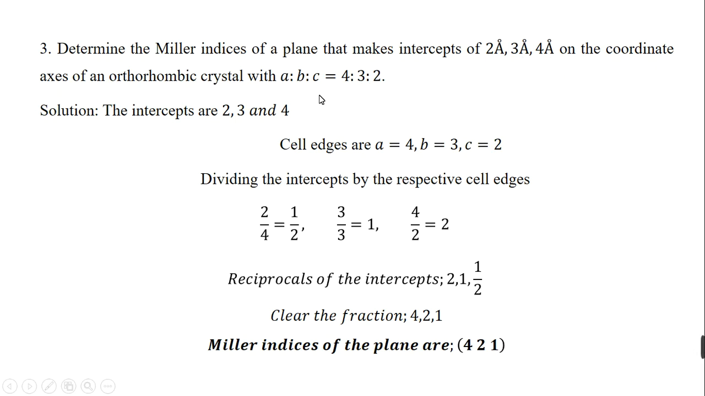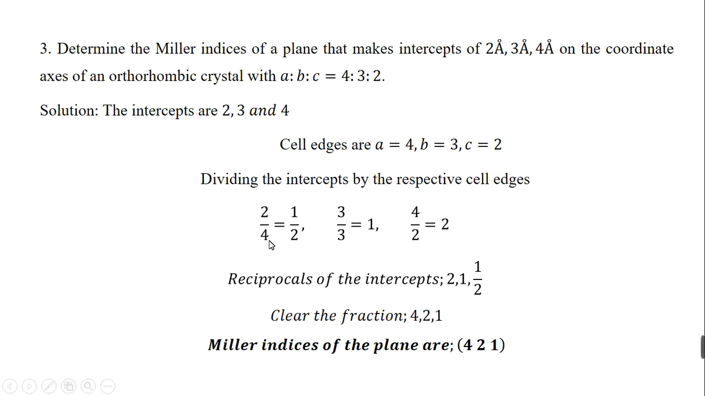Okay, so now you see these values, 2 angstrom, 3 angstrom, 4 angstroms, are the intercepts which include the cell edge values. So by dividing the value by a cell edge, we will get the exact intercept made by the plane. First you take the intercepts and divide them by their cell edges. Cell edges means a is 4, b is 3 and c is 2. Okay, so divide it now.